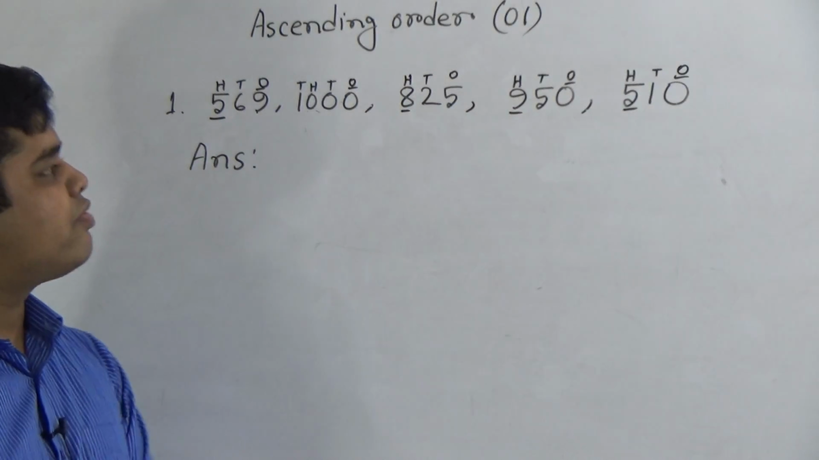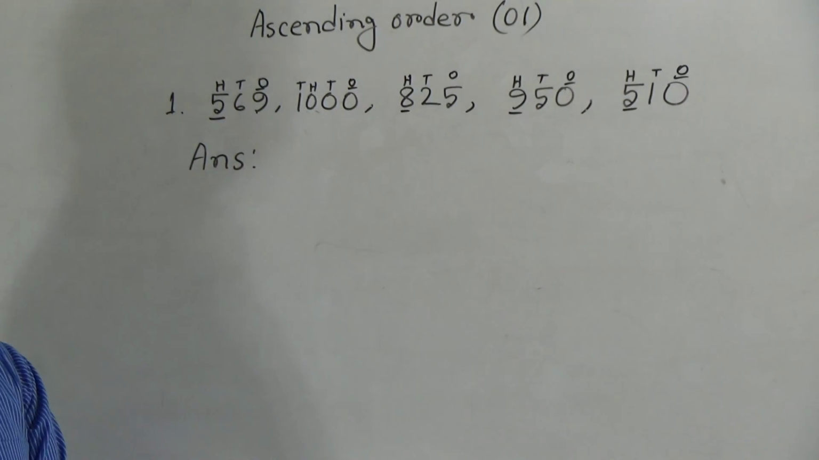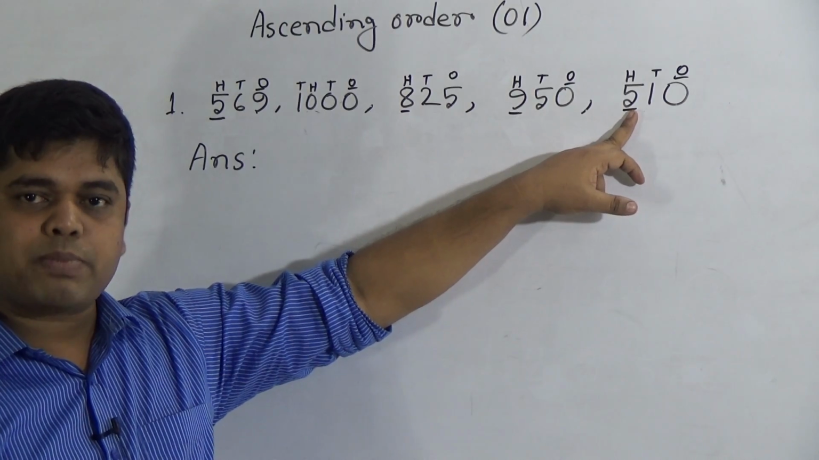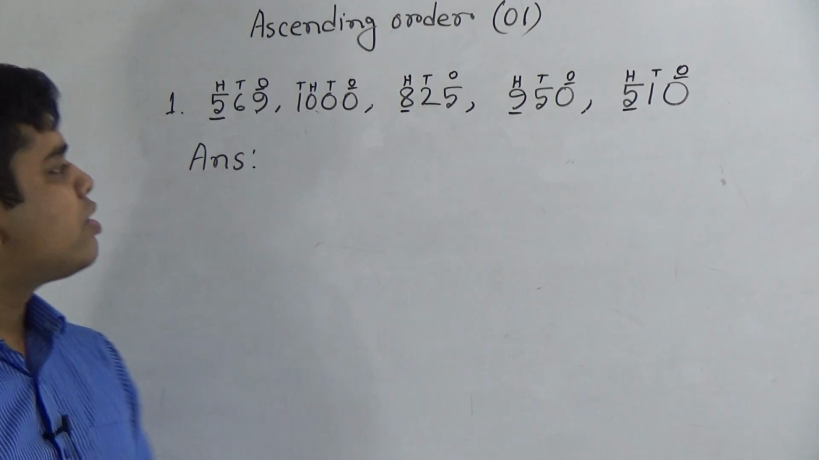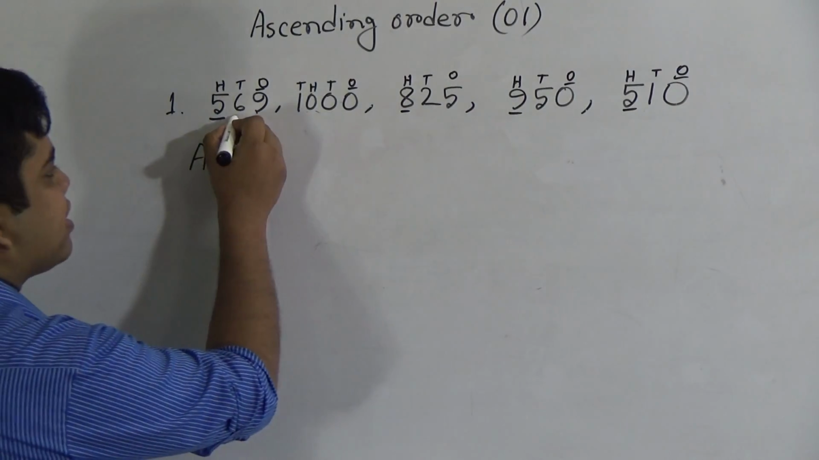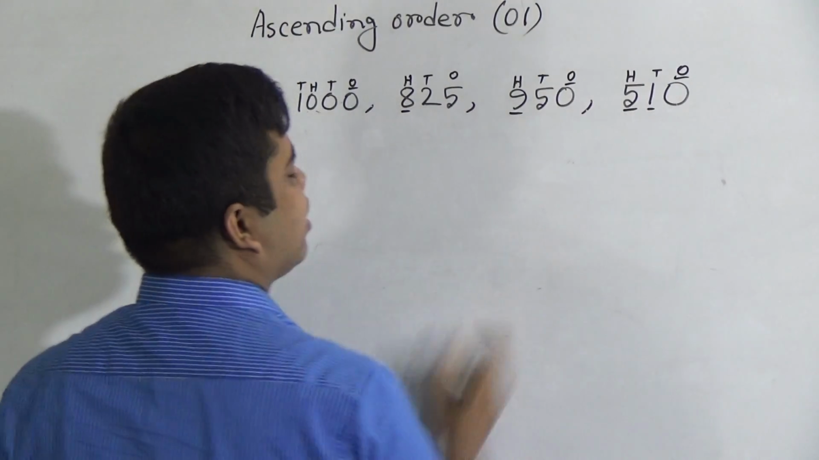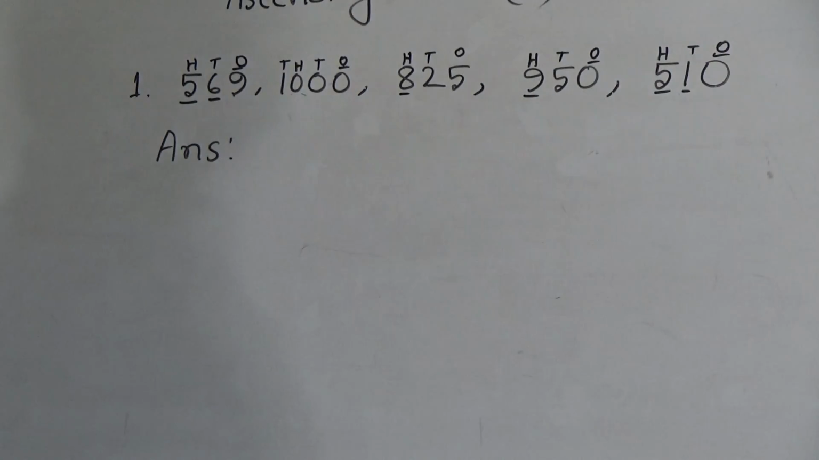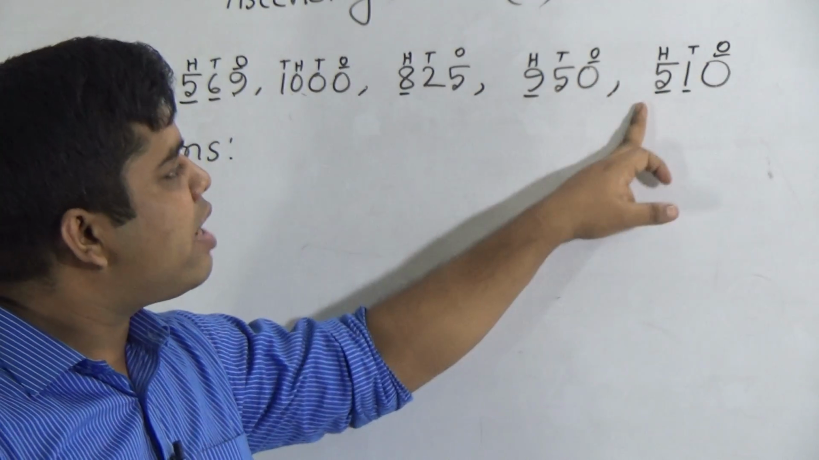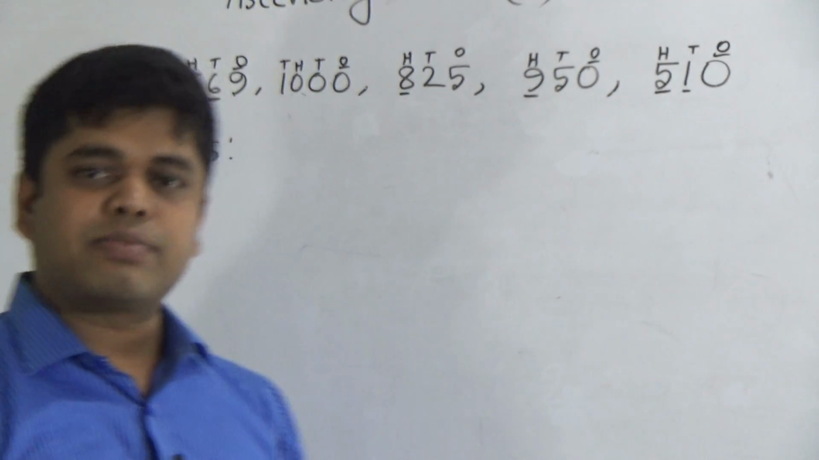So among these 4 numbers, 5 is the smallest number, but 2 numbers are the same. That means 5 starts with 5. So we go to the next digit. That means it's the tens place. Here 6 and here 1. Between these 2 numbers, which one is the smallest? The smallest number is 1. As 1 is the smallest, we can say 510 is the smallest number.